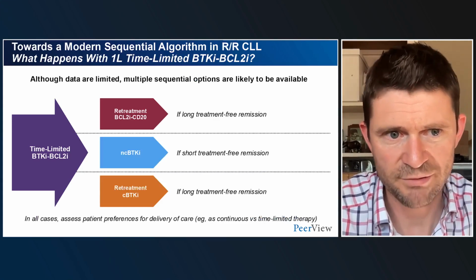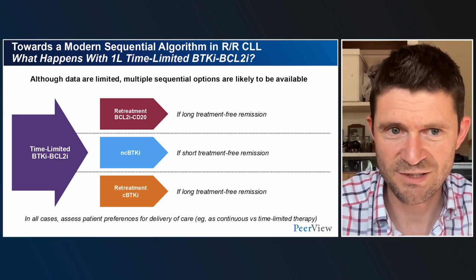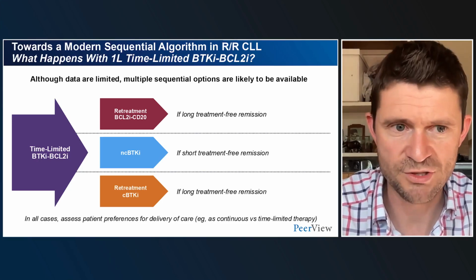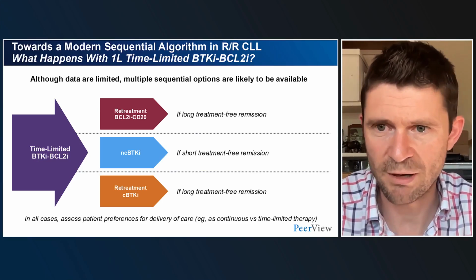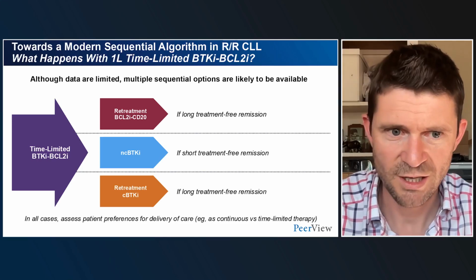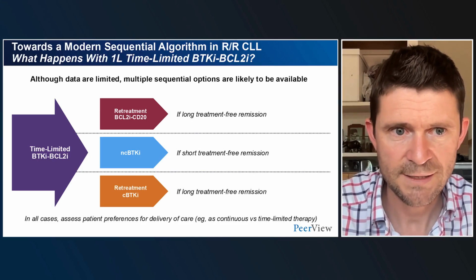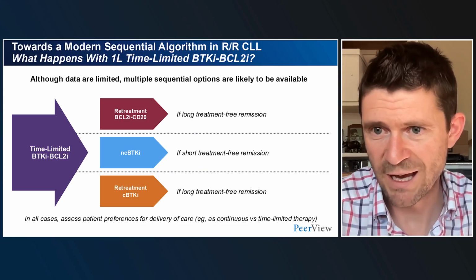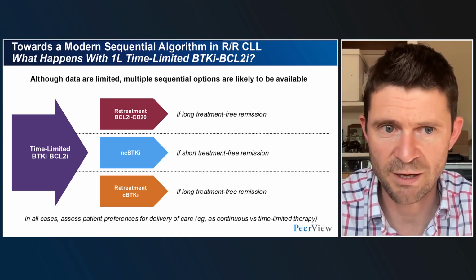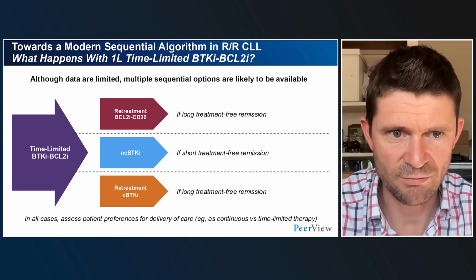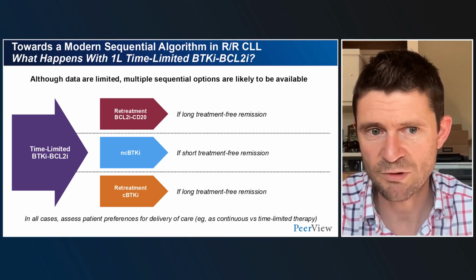You can see here after fixed duration therapies, I think all options are open, really. These patients are, in theory, not resistant to either class of drugs. And of course, we're still learning about the therapeutic efficacy of all of these options listed here. Certainly, these patients have had a fixed duration therapy, so conceptually, another fixed duration therapy may be of interest to them. So re-exposure to BCL2-based therapy in relapsed disease may be very reasonable.